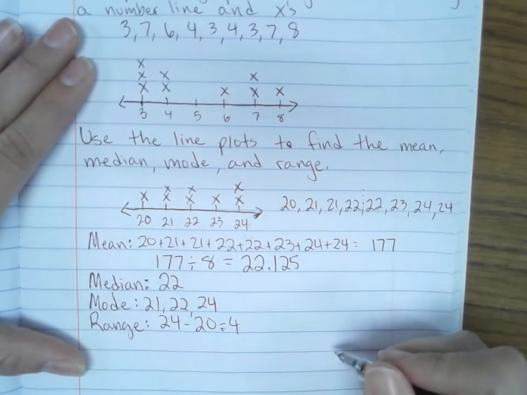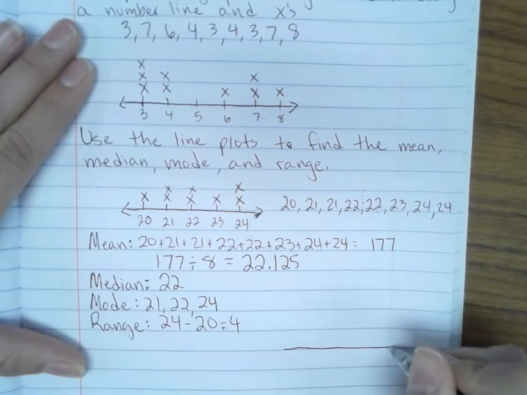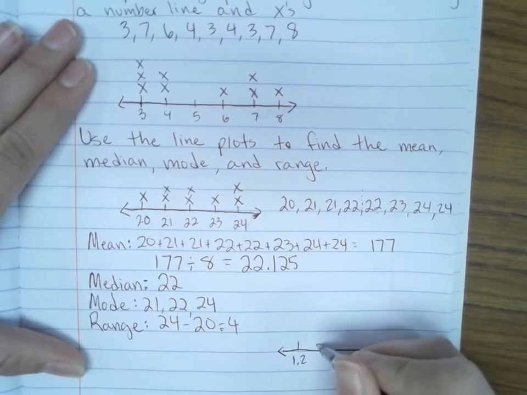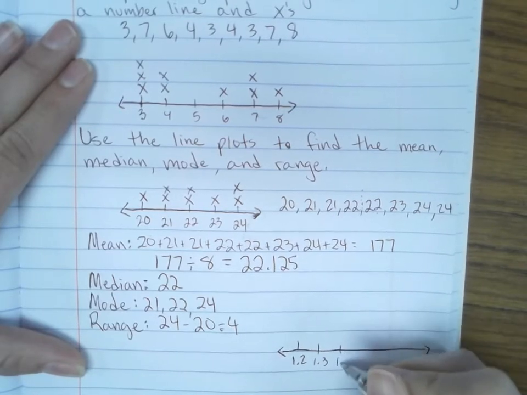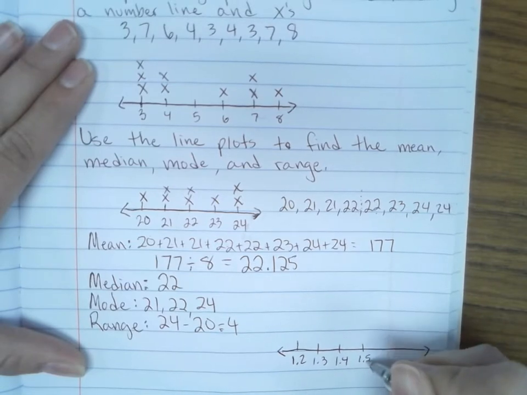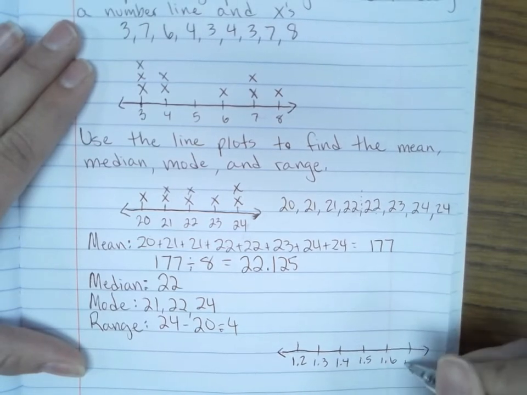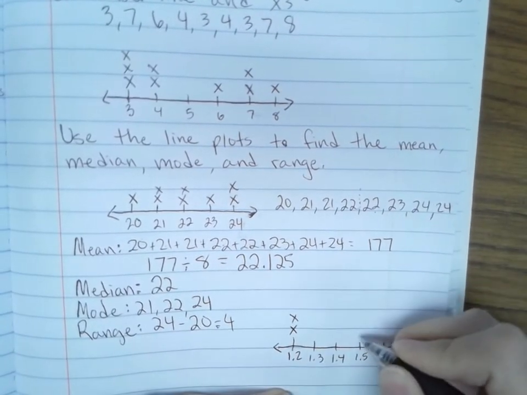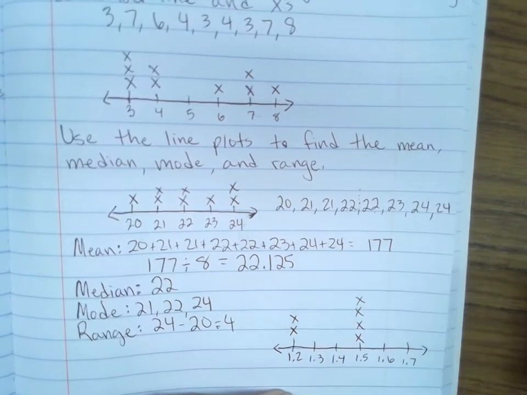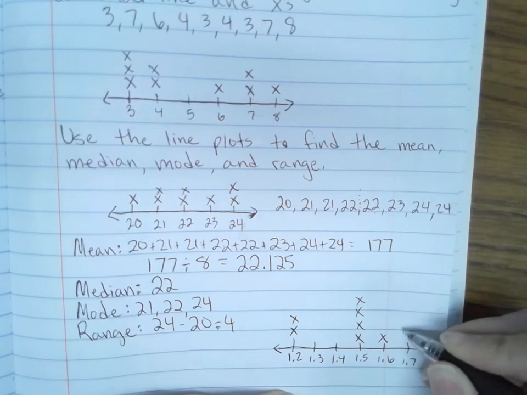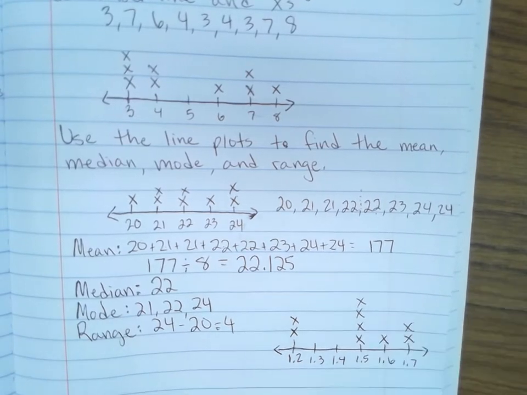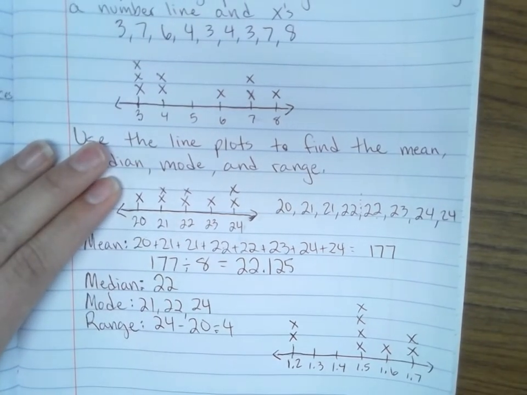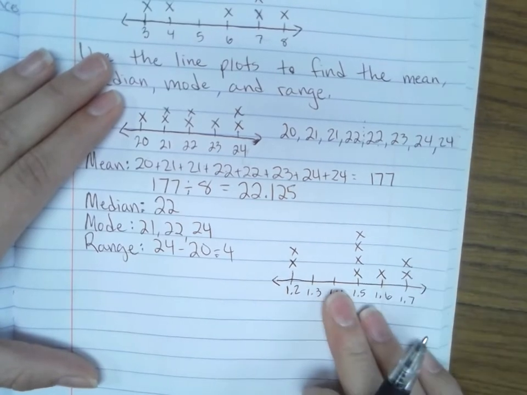Alright, if I have another line plot, we're going to do the same thing for this line plot. Okay, I want 1.2, 1.3, 1.4, 1.5, 1.6, and 1.7. 2 x's above the 1.2, 4 x's above 1.5, 1 x above 1.6, and 2 x's above 1.7. Okay, like I said earlier, sometimes it's easier just to list the numbers out, but sometimes this is the way you're going to be given the data.